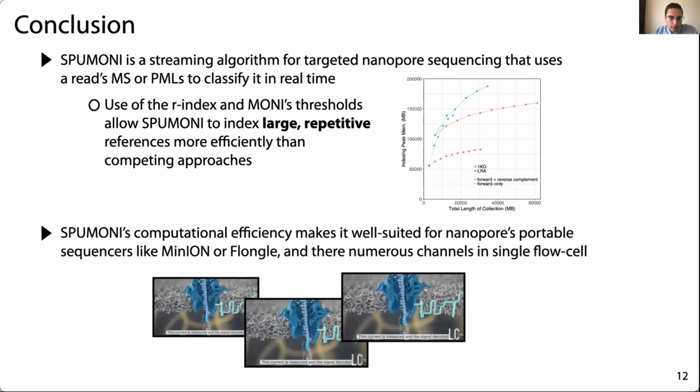We also talked about SPUMONI's computational efficiency when it comes to pangenomic references in particular. And we started the talk by talking about the numerous channels, so you have to be computationally efficient. And to add on to that, nanopore has a lot of portable sequencers like the MinION and Flongle, which can be connected to things like laptops. So it's good to be as efficient as possible when you're using that type of hardware.